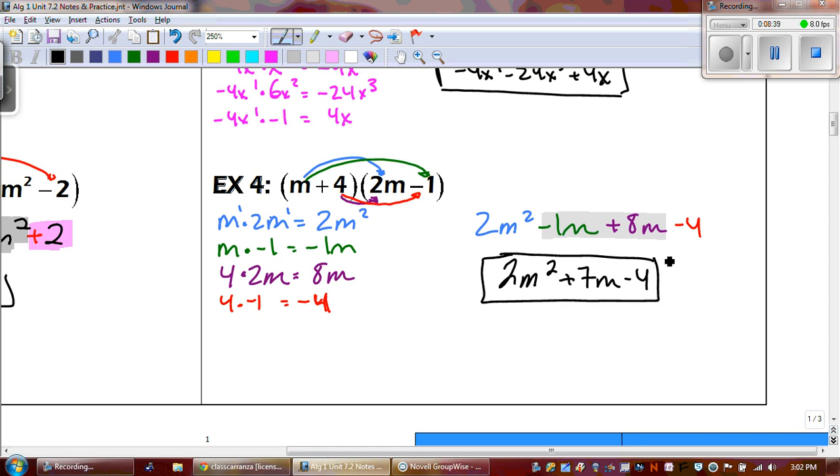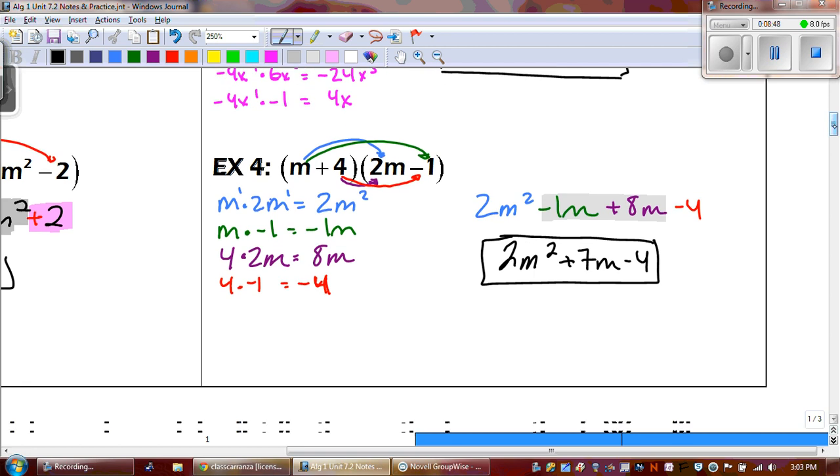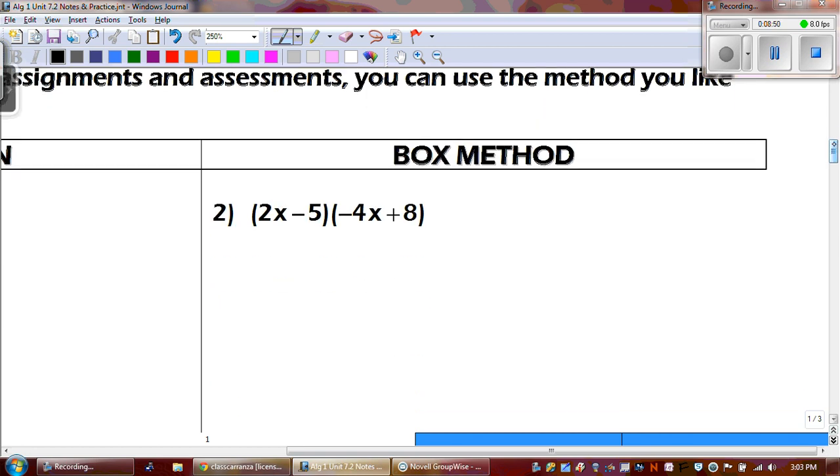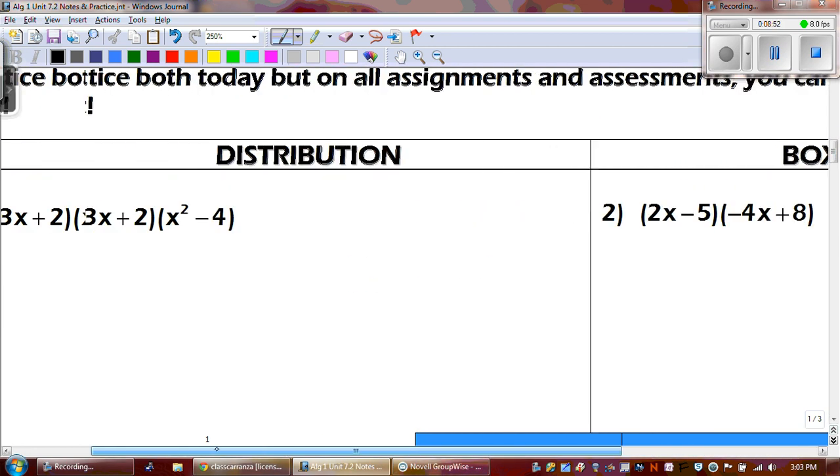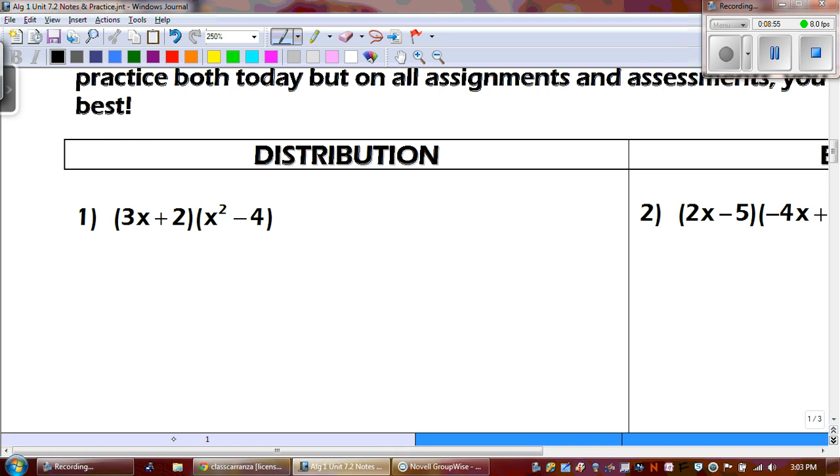Okay, does that kind of make sense? We're going to be going through a lot of examples like that. All right, so there are two different ways that we can do this. We can do one that's called the box method and another that's called distribution. You can do either one that you like, but make sure on this first page that you try both methods. All right, so the first one we're going to distribute, and that's exactly what we just did.